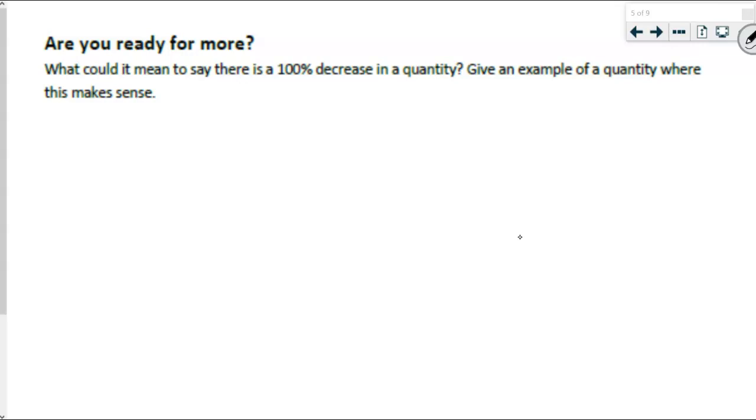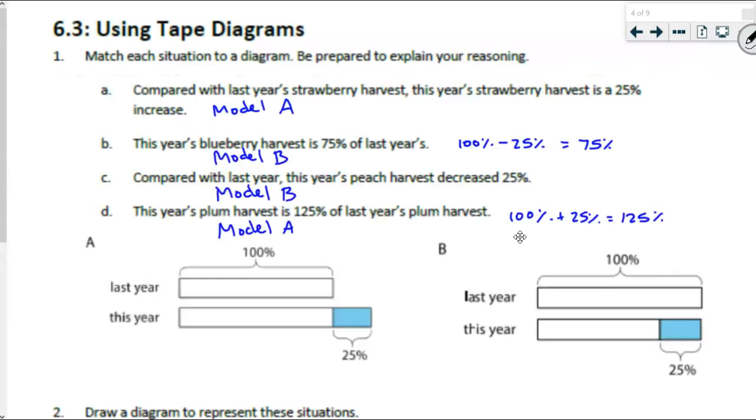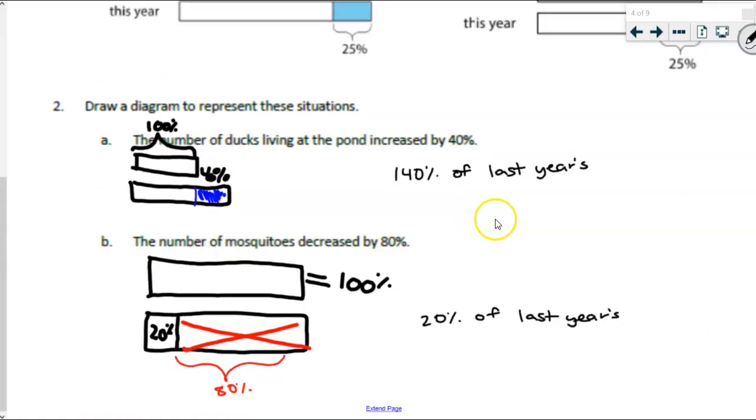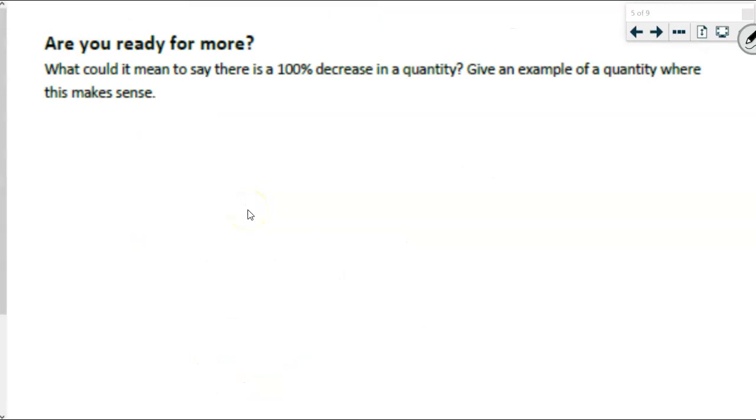Are you ready for more? What would it mean to say there is a 100% decrease in quantity? What if that problem, instead of an 80% decrease, what if it's a 100% decrease in mosquitoes? What if it's a 100% decrease in ducks living in the pond? Draw a model and then discuss, and we'll come back together.